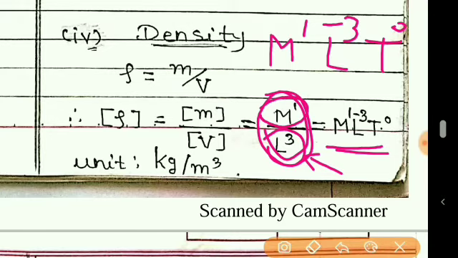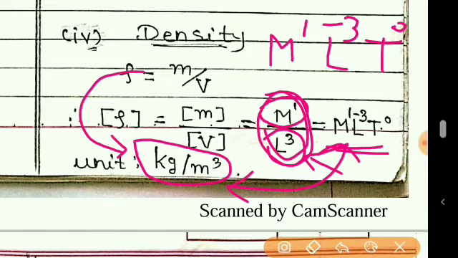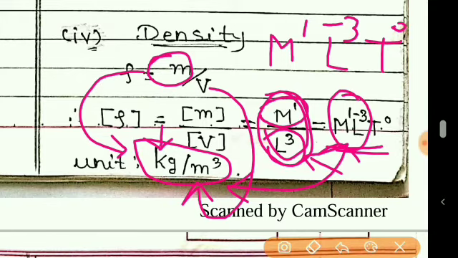Now about unit. Unit can be obtained from the dimension directly, or dimension can be obtained from the unit, vice versa. Both can be done. Even unit can be written from the formula also. Mass is in kg, so we have written it kg, and volume is in meter cube, so we have written meter cube. You can also write from the dimensional formula also.